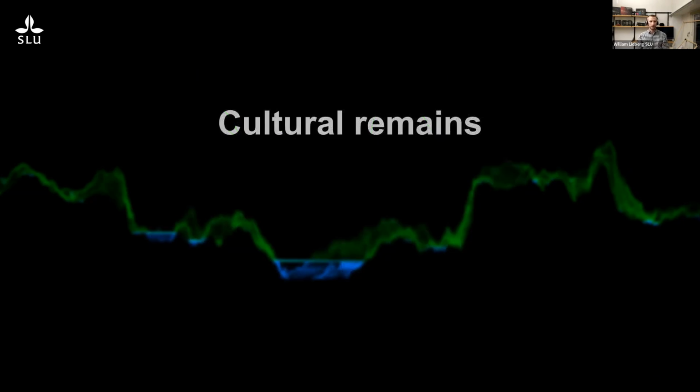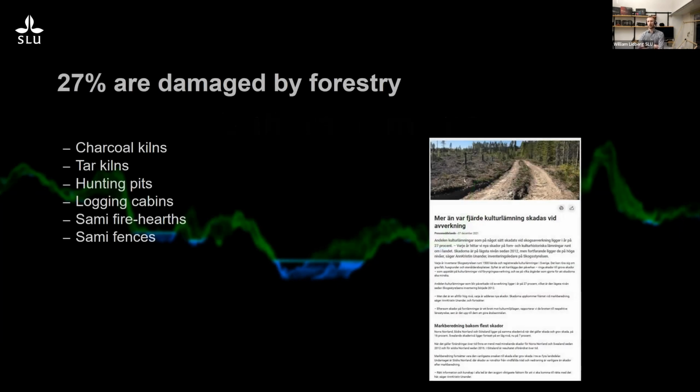Next up, cultural remains. This is a bit strange, actually. I will start by defining what I mean by cultural remains. These are mostly remains left by our ancestors throughout the forest, like charcoal kilns, when you burn wood to make charcoal, tar kilns, when you make tar, hunting pits, which can be thousands of years old, for hunting animals, cabins, and then a lot of Sami remains as well. And the problem is that about 27% of them are destroyed by forestry operations. So we are in a bit of a hurry to protect what's left.